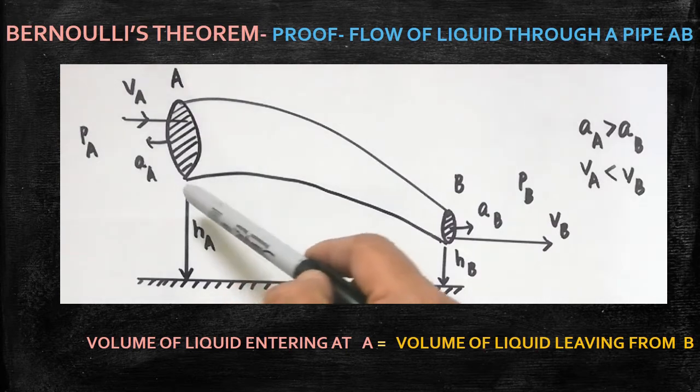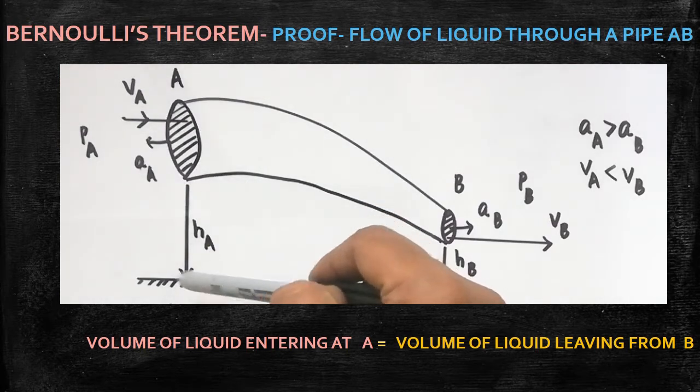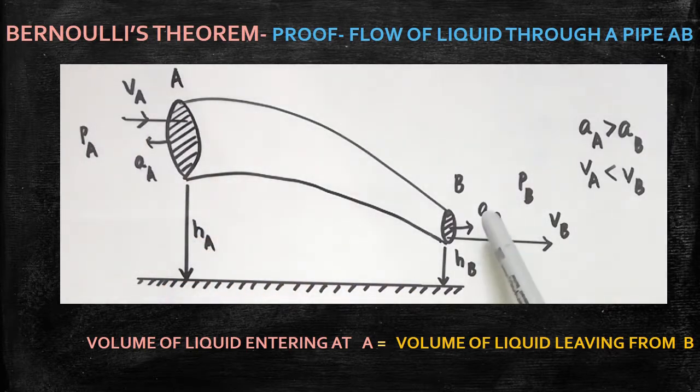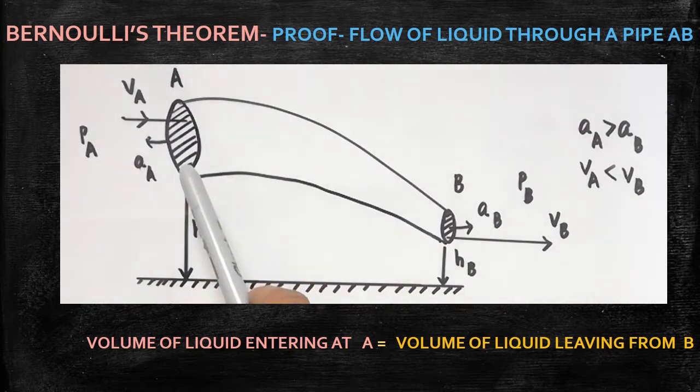The A end is kept at a height of HA from the ground level. The pressure of the liquid at A end is PA. Coming to the B end, when the liquid comes out from the tube, the velocity with which it comes out is VB. The area of cross section is AB. The tube is kept at a height of HB from the ground level. The pressure of the liquid at B end is PB. So these are all the parameters to be learnt at both A end as well as B end.